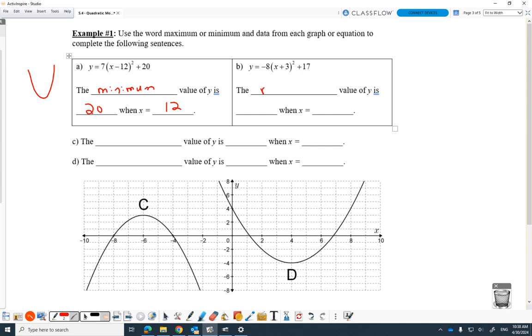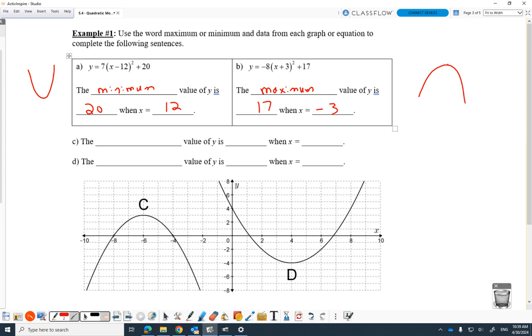Who's got this? The maximum value. And if you're not sure about this maximum, then just go like that. Okay, open this downwards, and then you can see it's a maximum. When y equals 17, when x equals -3. Yeah, off the equation, you got to be a little slow on the x value because it's opposite. Easier off the graph, right?